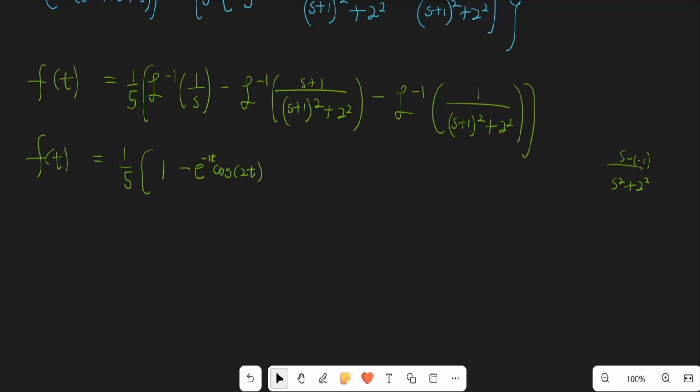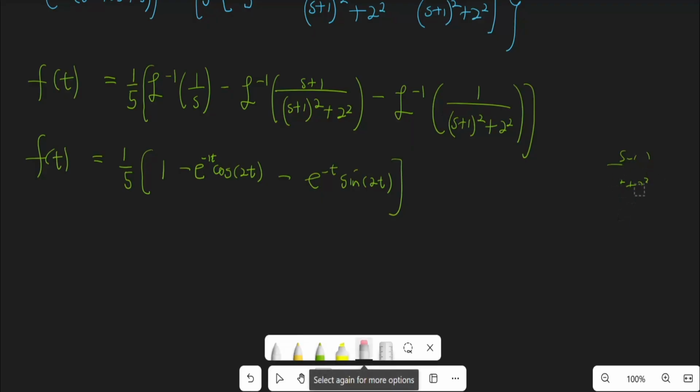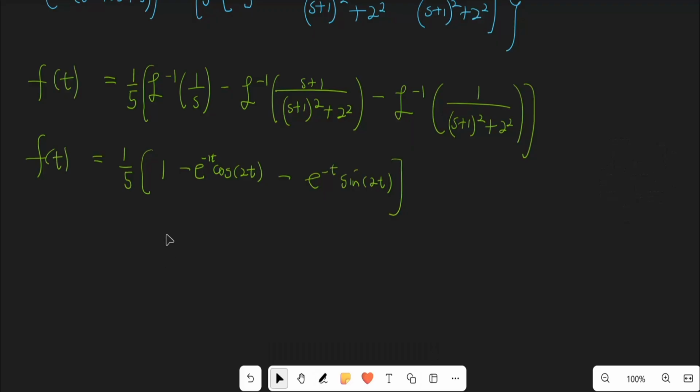So the Laplace inverse of (s plus 1) over (s plus 1) squared plus 2 squared is e to the -t times cosine of 2t, minus this guy, that is the sine version. So this one is going to be e to the -t, but it's going to be multiplied by sine of 2t, like this. So this is what we have for the Laplace inverse. This one is the first shifting theorem.